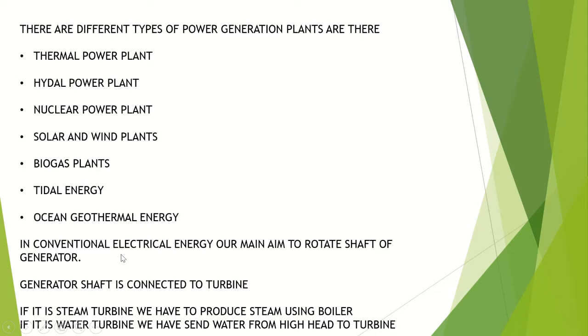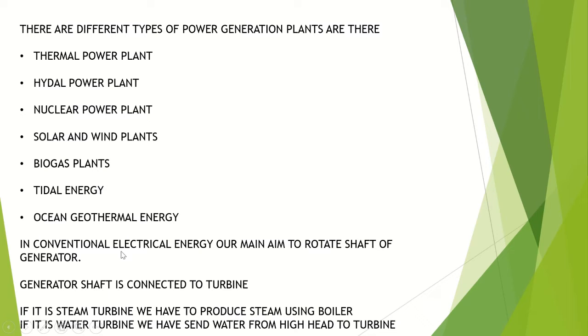In conventional forms of electrical energy, conventional means thermal power plant, nuclear, and hydel power plant. In conventional electricity, we have to rotate the shaft. Rotating the shaft is the main task here. To rotate the shaft, you can use a steam turbine or water turbine or any other means. Our main aim is to rotate the shaft. To rotate the shaft, we use different methods.